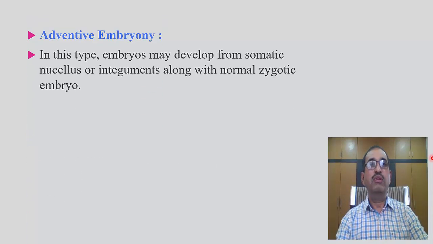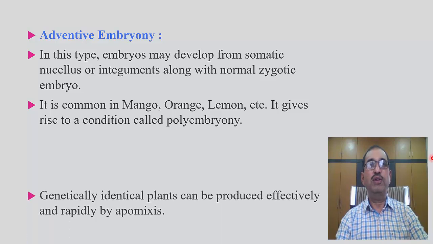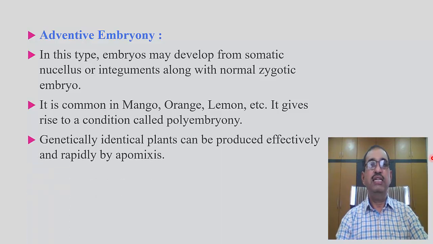Adventive embryo. In this type, embryo may develop from somatic nucellus or integuments along with the normal zygotic embryo. It is common in mango, orange, lemon, etc. It gives rise to a condition called polyembryony. Genetically identical plants can be produced effectively and rapidly by apomixis.